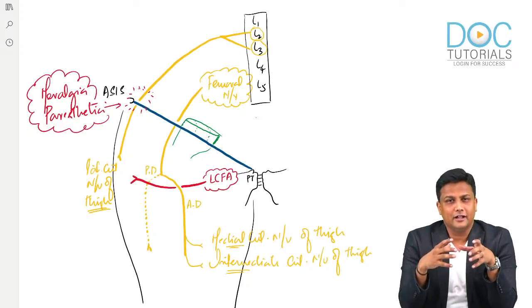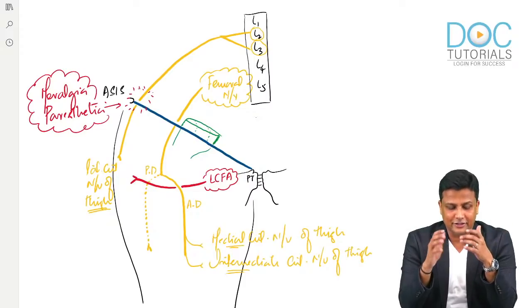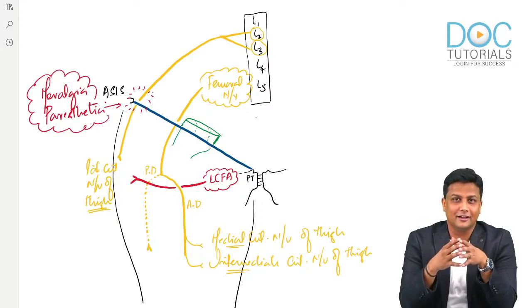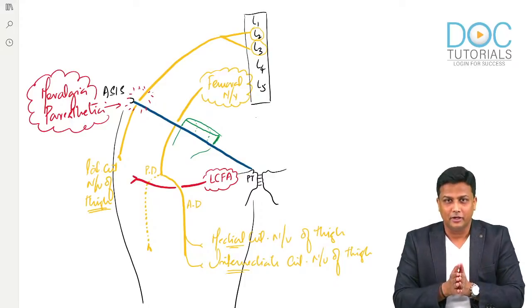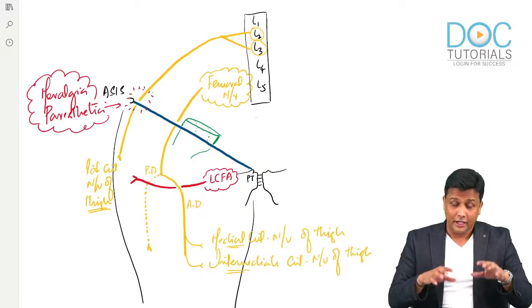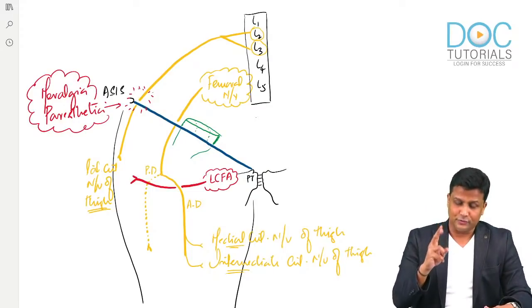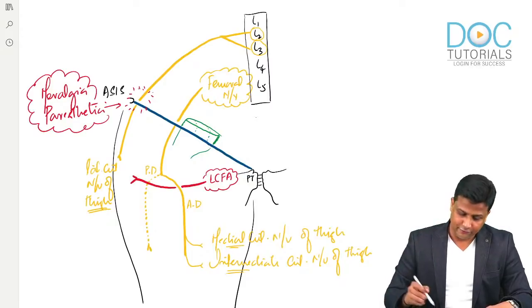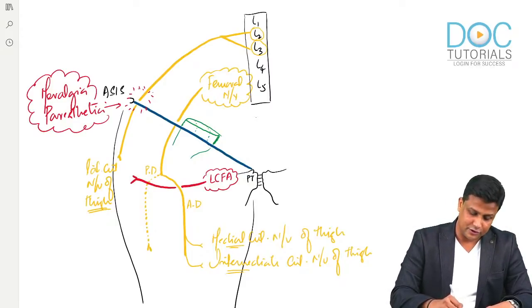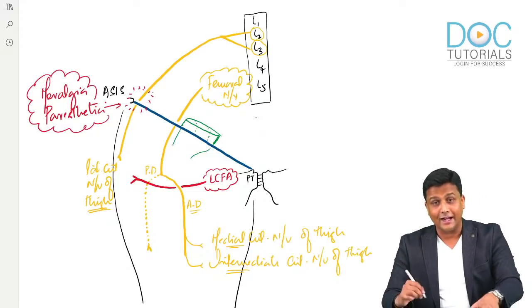So our thigh will be supplied by the medial cutaneous nerve of the thigh, the intermediate cutaneous nerve of the thigh, as well as the lateral cutaneous nerve of the thigh. And out of these three, remember, only the medial and intermediate are the branches of the femoral nerve. And for your NEET exam, I want you all to remember those two are branches of which division? They are the branches of the anterior division of the femoral nerve.